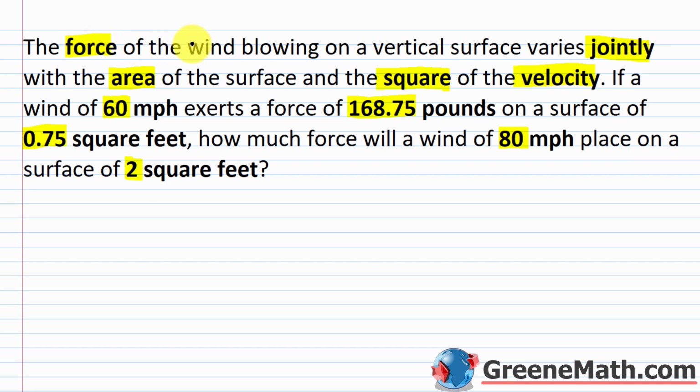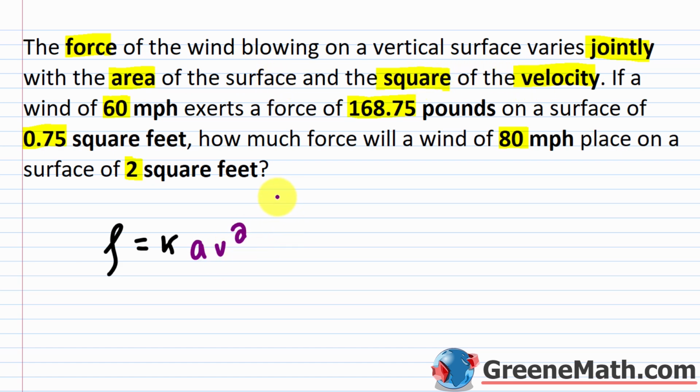Again, for the force of the wind blowing on a vertical surface, you could use y, or in this case, I'd probably use F. So that's equal to K, the constant of variation. And then it says varies jointly with the area of the surface and the square of the velocity. So again, "and" does not imply addition here. You're going to take A for area, or you could use x if you want. I'm just going to use A, and then V squared for the square of the velocity, and that's all going to be multiplied together. So the model here is F for the force of the wind blowing on a vertical surface is equal to K, the constant of variation, times A, the area of the surface, times V squared, the square of the velocity.